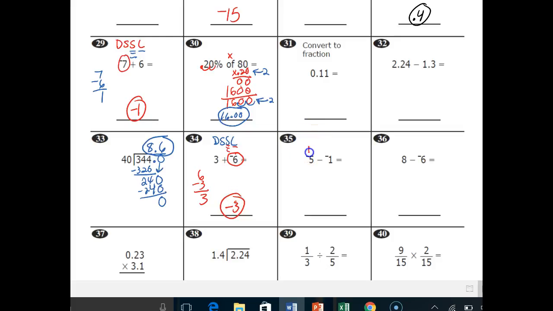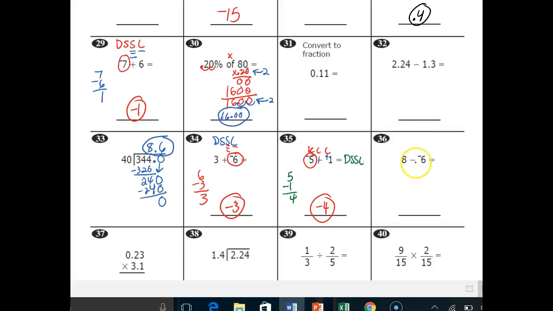35, remember you need to keep, change, change. Once I keep, change, change, this will turn into a problem that I can manage. So negative 5 plus positive 1. So now, after keep, change, change, we now have a DSSL, right? We have a negative plus a positive. So 5 minus 1, because different signs subtract, keep the larger. 5 minus 1 is 4. Now, do I have more negatives? I have 5 negatives and 1 positive. I have more negatives, so therefore negative 4. Those are tricky. We'll get much better at them as the year goes on.